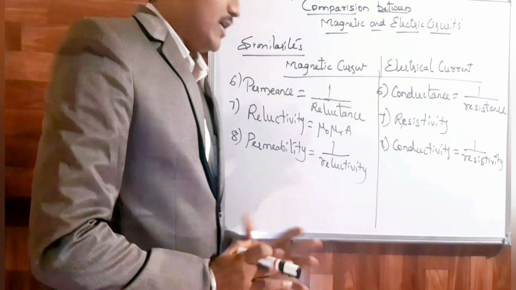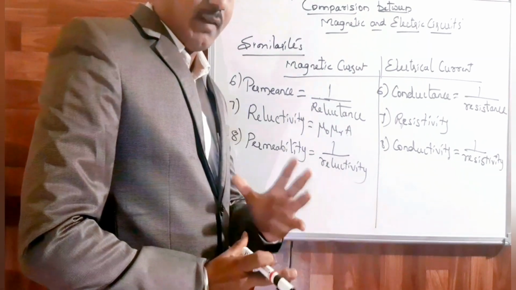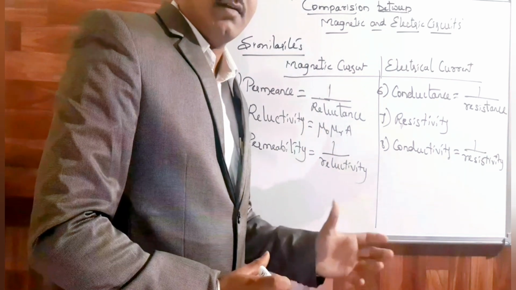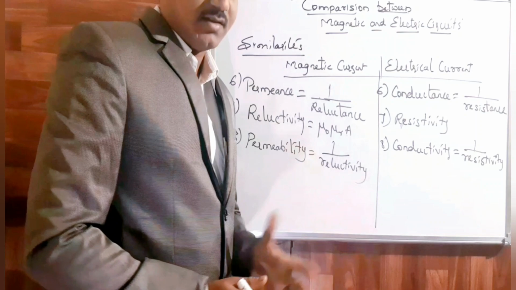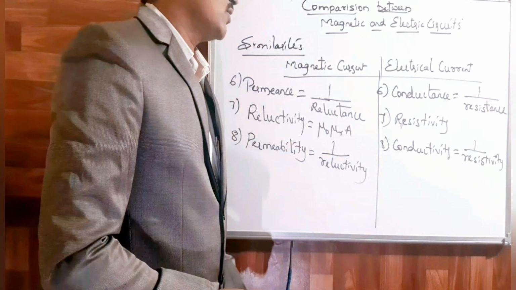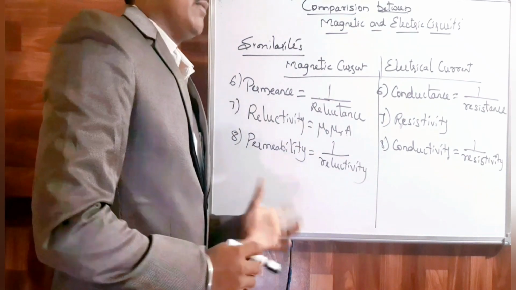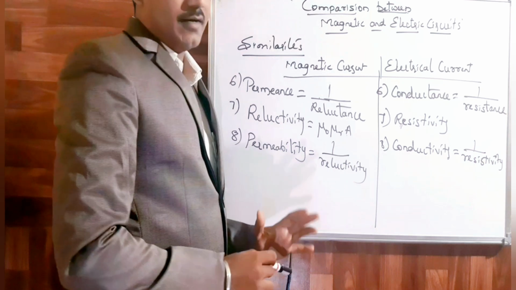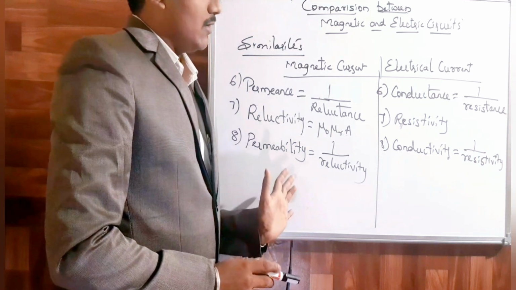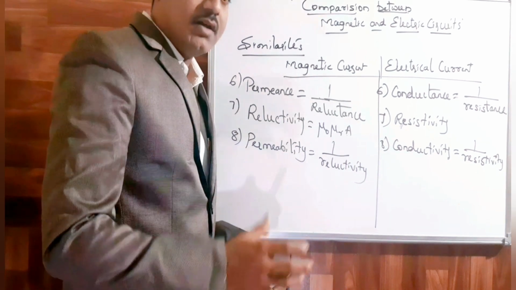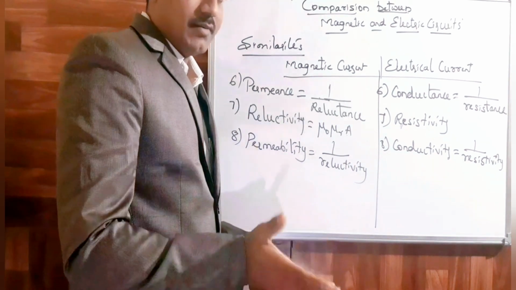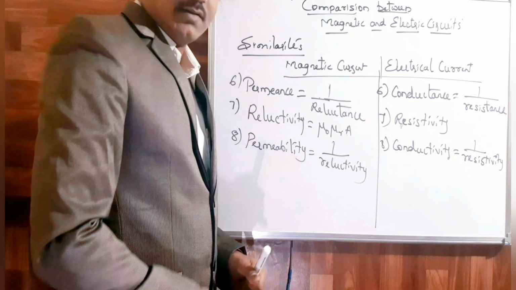The current in an electric circuit is very much analogous to the flux. So these are the most important similarities in magnetic and electric circuits. If you keep these points in mind, it will be most helpful in calculating some problems and matching them to electrical quantities. Okay, thank you.